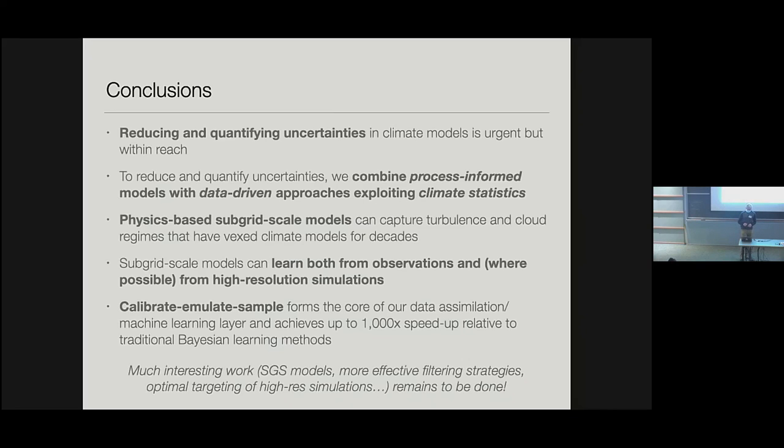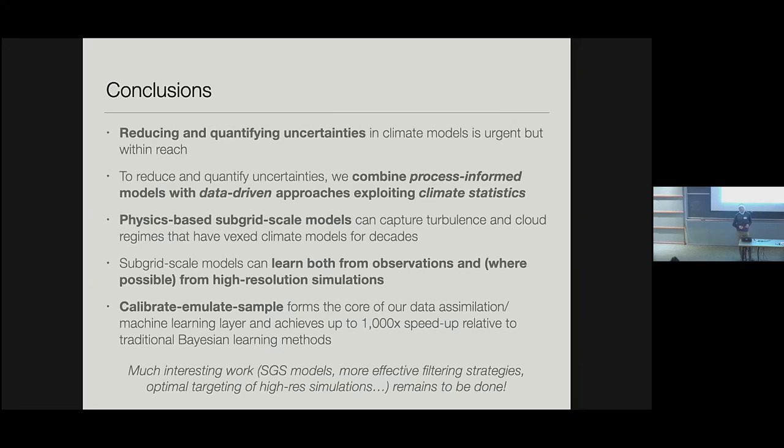We have been quite successful with these physics-based subgrid-scale models and can capture turbulence and cloud regimes that have vexed climate models for decades. And they can, in principle, learn both from observations, which we haven't done yet, that is to come, and from high-resolution simulations, which is what we have done and are currently doing.